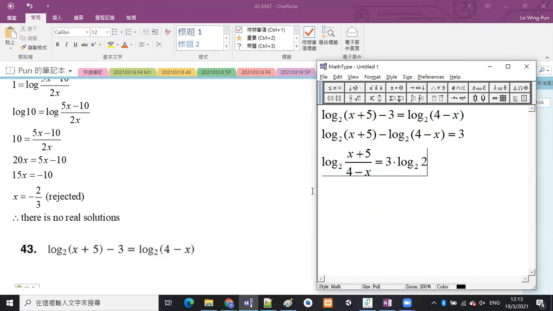Okay. And then the 3 can be moved back to the index of 2 on the right-hand side, like this. So now we can delete the log. 2 to the power 3 is 8. So after deleting the log, you will get a simple equation. Then it should be easy to solve.